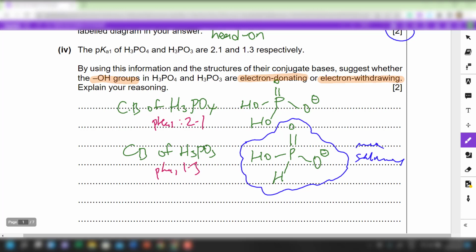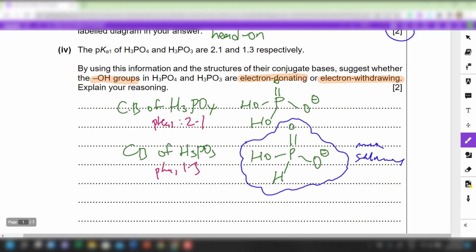Okay, so over here it is very difficult if we do not give you any clue to actually decide whether it is donating or withdrawing. Yeah, I agree that it's not easy. However, we gave you the clue that the conjugate base of H3PO3 is more stable. How do you know? Because we gave you the pKa value. Okay, so from the pK value, you should be able to tell me or share with the examiner why is it that the conjugate base of H3PO3 is more stabilized?